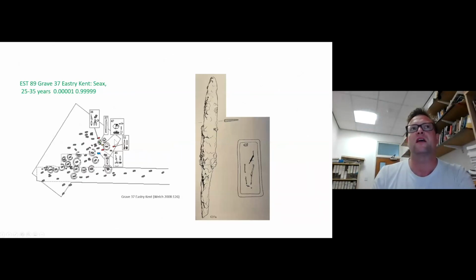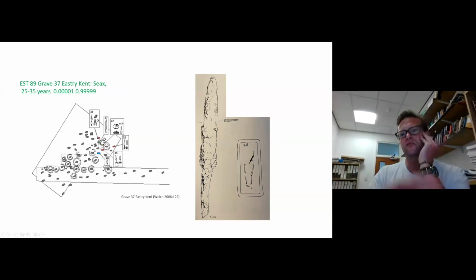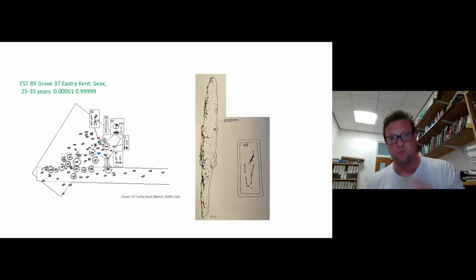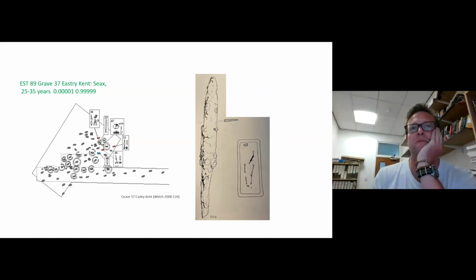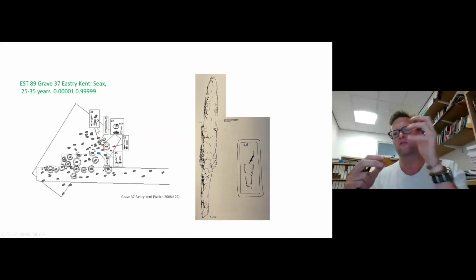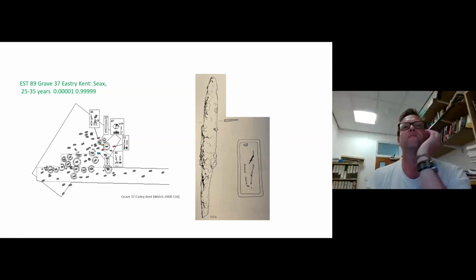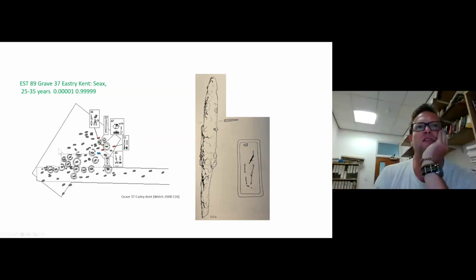Similarly, at Eastry in Kent, we have this individual buried underneath a small mound in the middle of quite a wealthy site. This is one of the few princely burials that surrounds one of the royal centres of Kent. It's one of the elite cemeteries that ring-fences the princely sites of Kent.